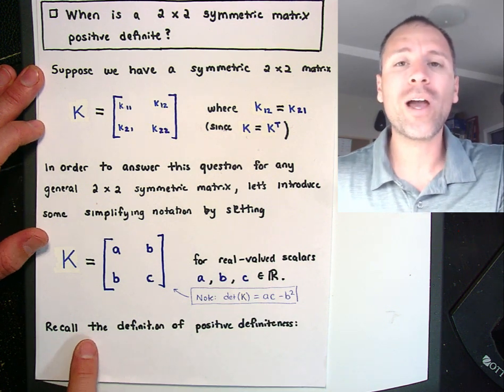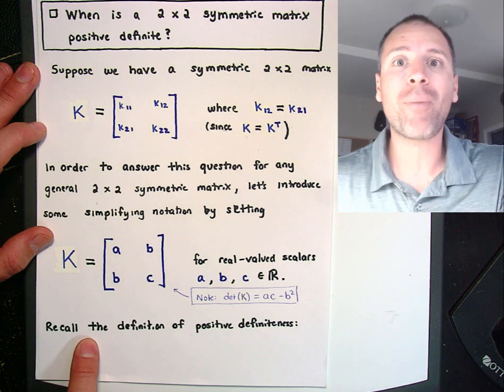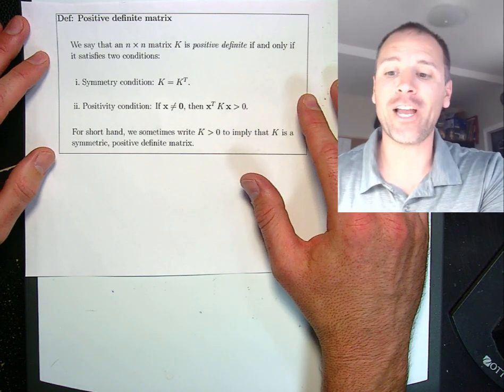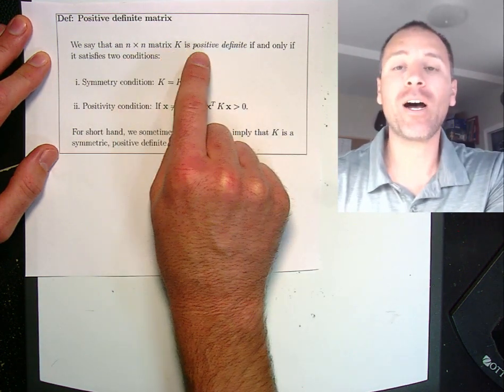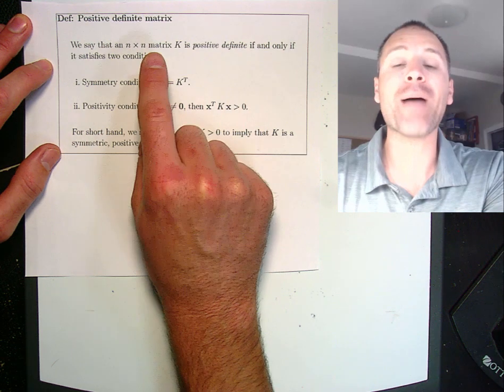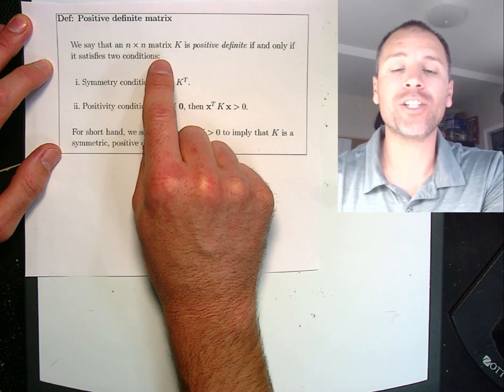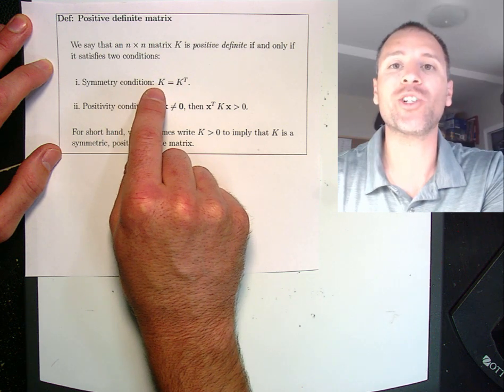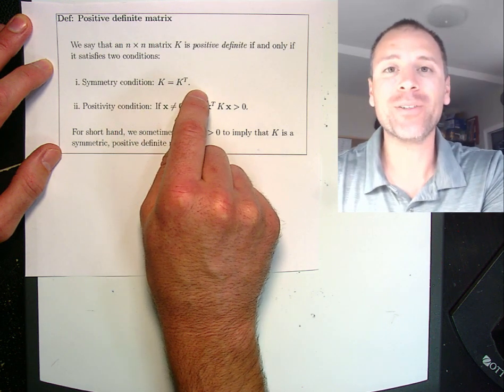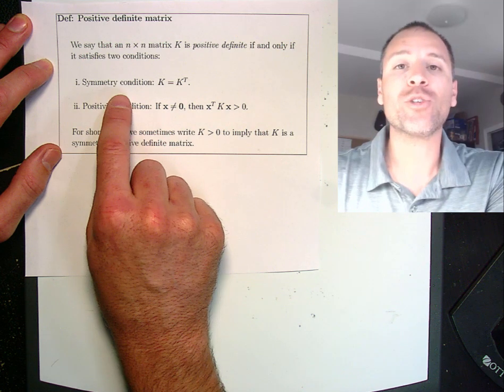For now, though, let's recall the definition of positive definiteness for a matrix. Let's develop this definition in general. So we said that an n by n matrix K is positive definite if and only if that matrix satisfies two conditions. The first condition is that K must be symmetric, so K equals K transpose. We're going to call that the symmetry condition.